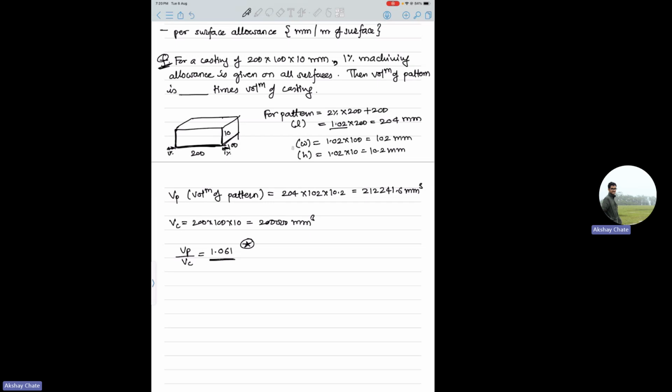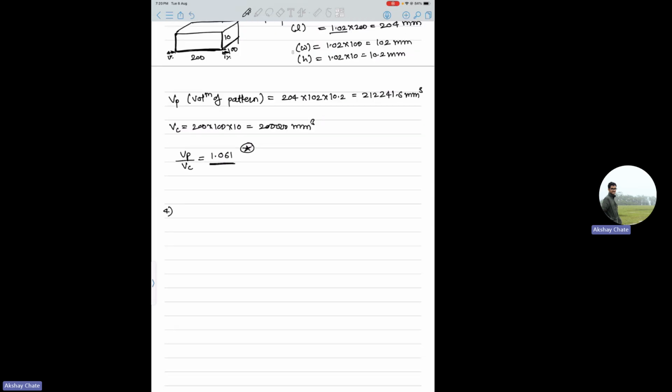Then you have shaking or wrapping allowance. Okay, so this is the fourth one, which is shaking or wrapping allowance. As the name suggests, this allowance is given for the ease of removal of pattern, but it is also related to vertical surfaces.